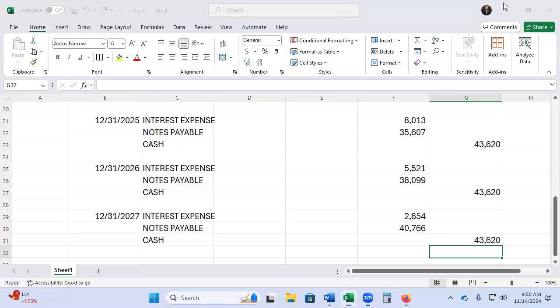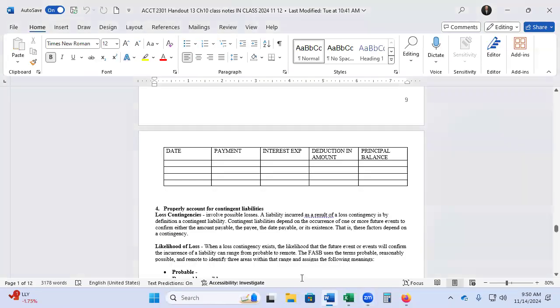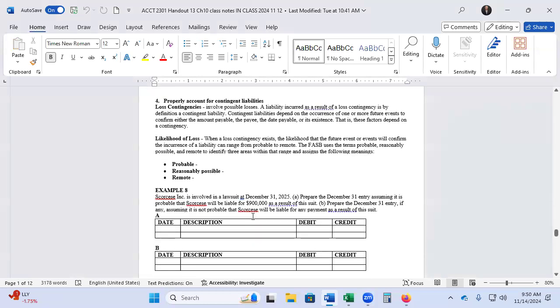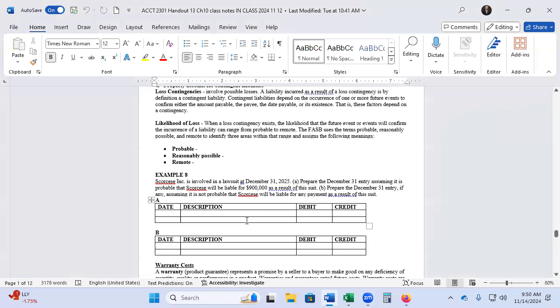Okay, if there are no questions, we'll go back to that other worksheet. And I still have a couple left to hand out of handout 13 if somebody was here that didn't get one.